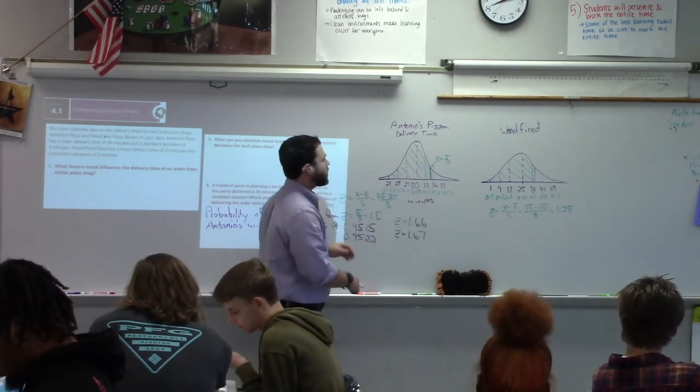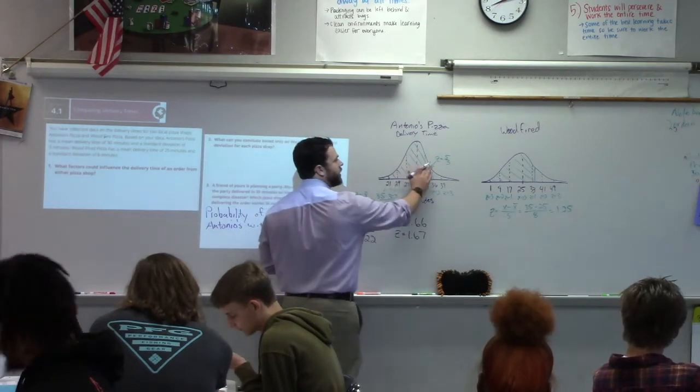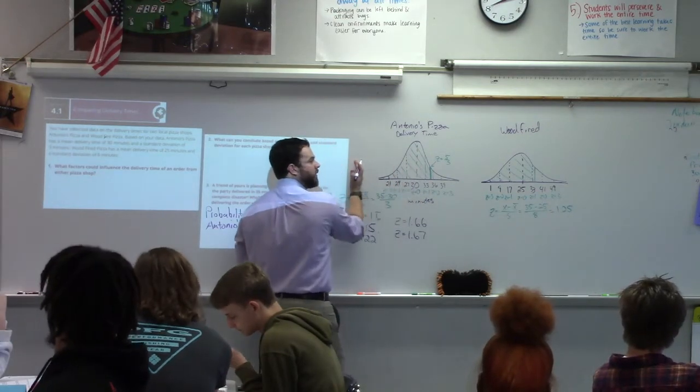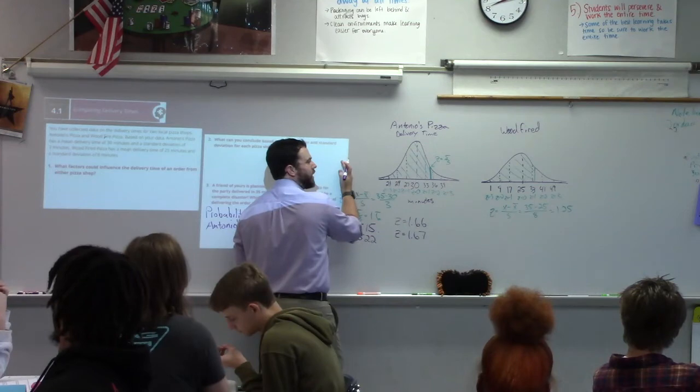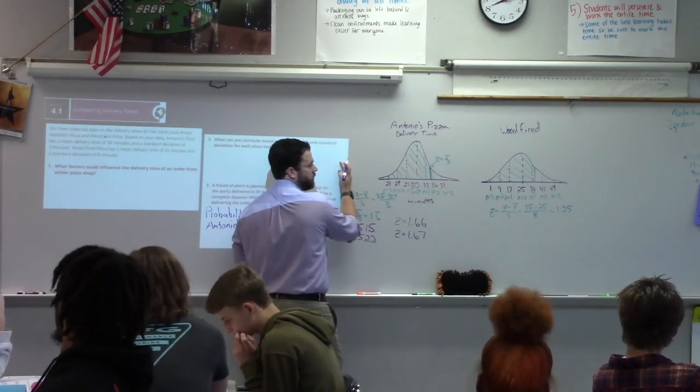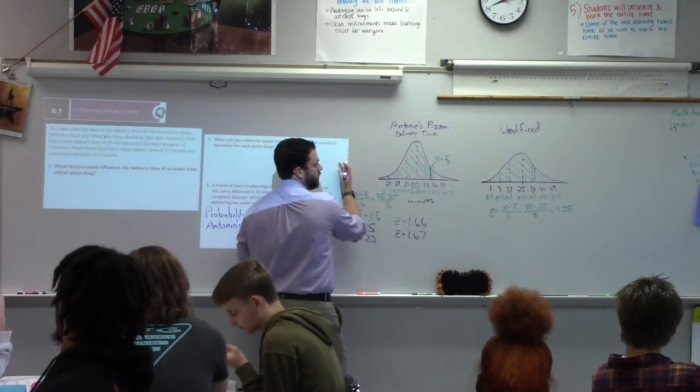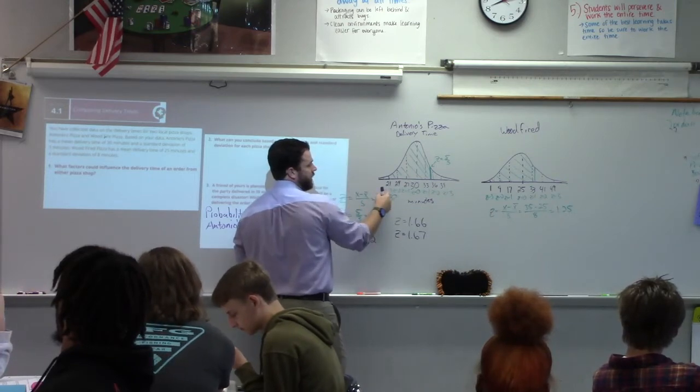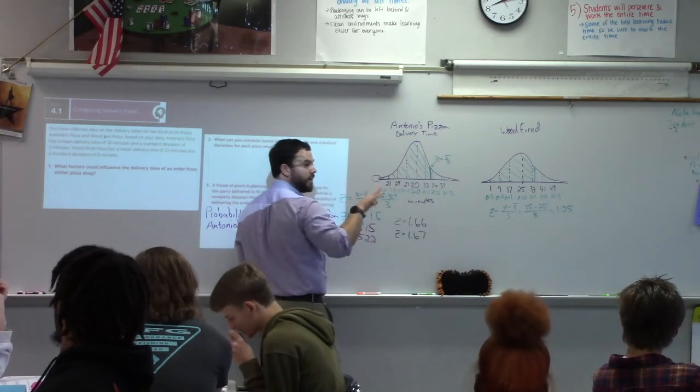Okay, but what's the lower bound? Look at the shaded region. Lower bound is to the left. What is the leftmost value for that shaded region? Oh, -3? It goes beyond -3. So -4? It goes beyond -4. Negative infinity. Technically, it's negative infinity.